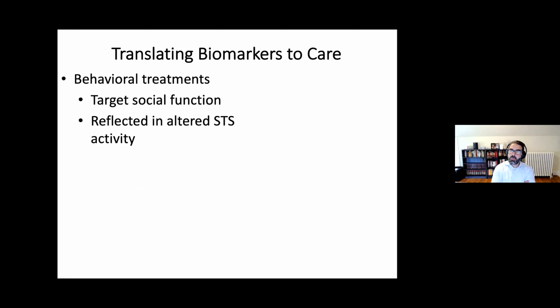And so could we use these biomarkers to help us actually administer a therapeutic intervention? We know that right now we treat autism behaviorally. Most behavioral treatments target social function, and we know from a handful of studies that there are certain brain systems, like the superior temporal sulcus, an important brain region for social processing, that seem to change when behavioral treatments work. Well, what if we could shortcut the behavioral treatment and just turn on the STS directly?